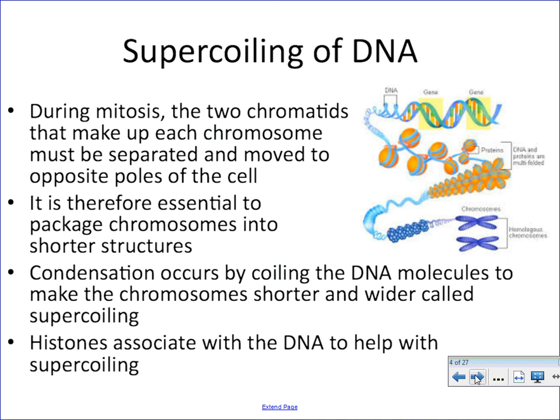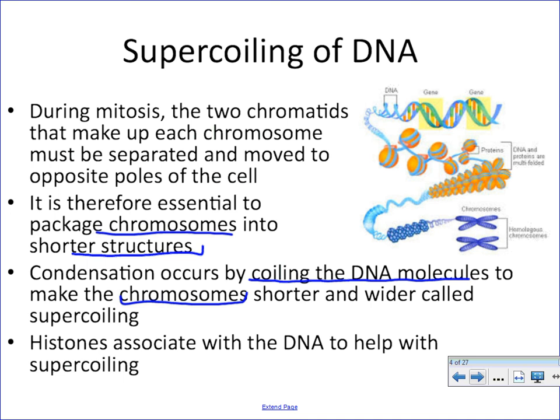Prior to cell division, a process of supercoiling of DNA will happen. During mitosis, the two chromatids that make up each chromosome have to be separated and moved to opposite poles of the cell. So it's essential to package those chromosomes into shorter, more condensed structures. Condensation of the DNA occurs by coiling these DNA molecules to make up these chromosomes, and the chromosomes are going to be shorter and wider through that process of supercoiling.